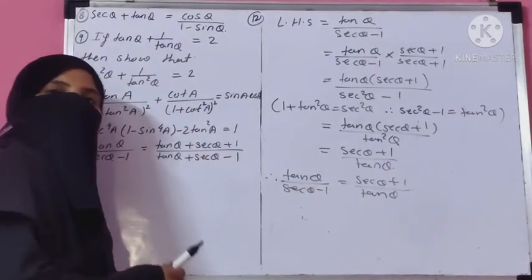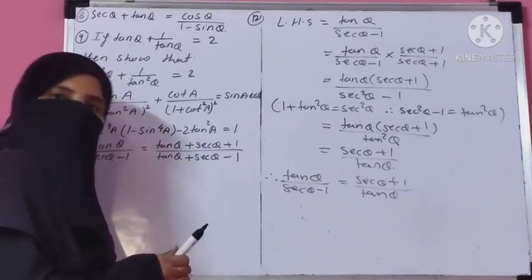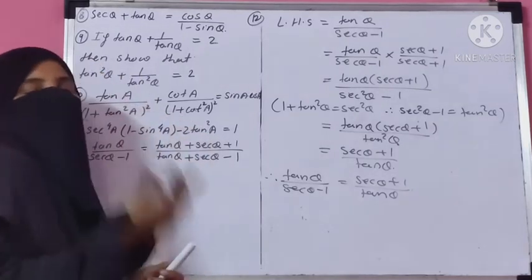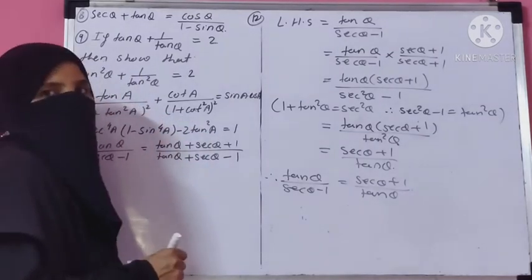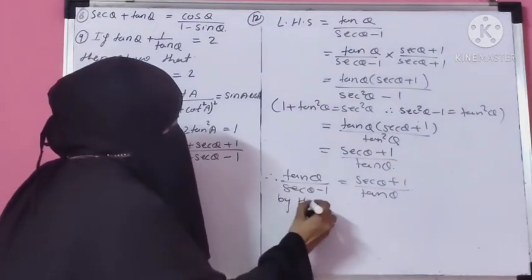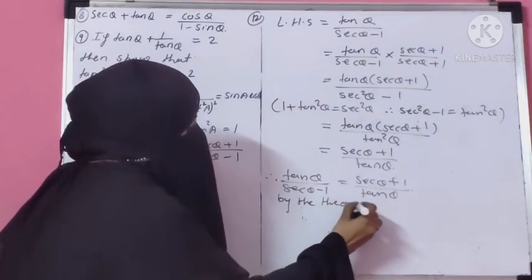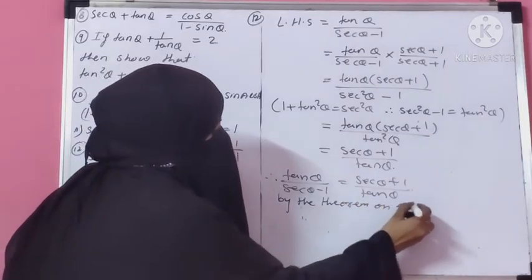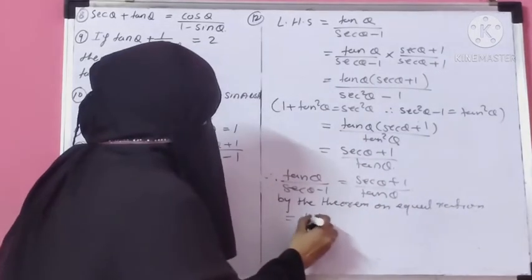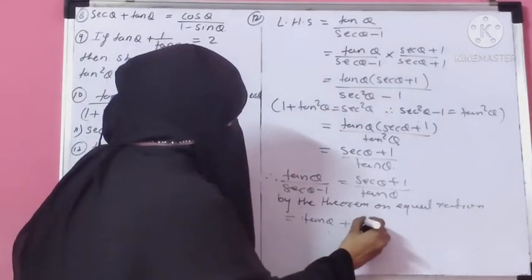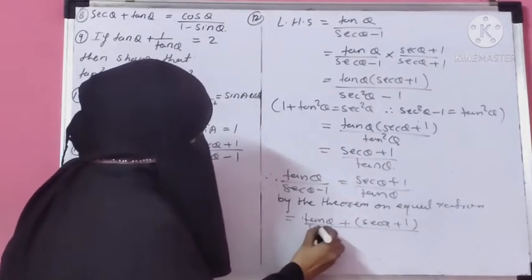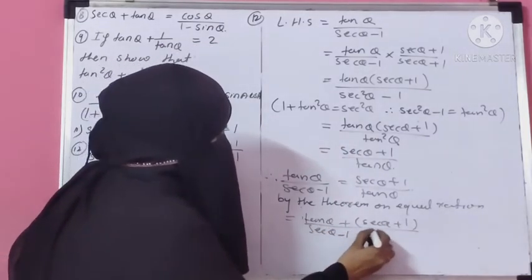In 9th standard we discussed the theorem on equal ratios. When two ratios are equal, then you can add the numerator to the numerator and the denominator to the denominator of the fractions. So by the theorem on equal ratio, apply here. By the theorem on equal ratio, tan theta plus sec theta plus 1 upon sec theta minus 1 plus tan theta.